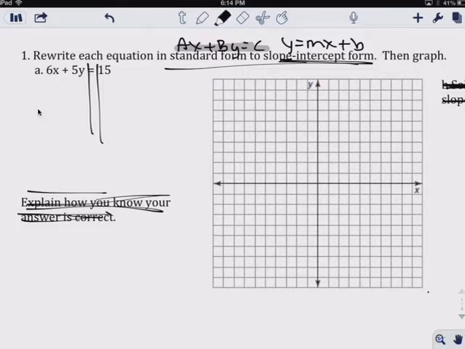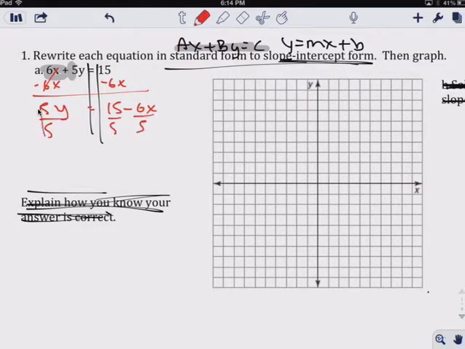So we want slope-intercept form. That means we want y by itself, so we need to get rid of these. So minus 6x, minus 6x. Okay, 5y equals 15 minus 6x. Divide by 5, divide by 5, divide by 5. Y equals 3 minus 6 over 5x. Okay, so basically my b is 3, my slope is negative 6 over 5.